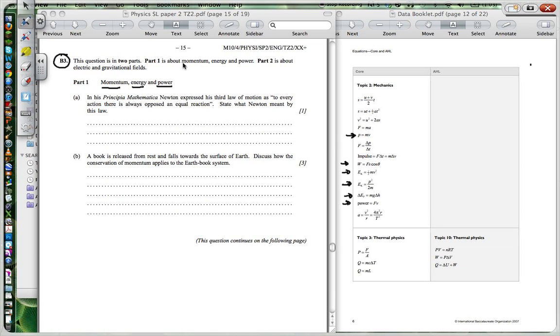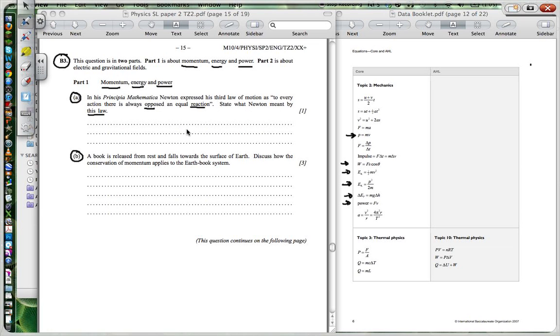Obviously, also you're looking at your conservation of momentum, conservation of energy, your definitions in terms of power. All these things will be necessary. But to help you get on your way with this, often these first questions, these definitions also are useful. So they get you thinking in what's going to be coming up. So in this Principia Mathematica, Newton expresses third law of motion as to every action there's always opposed and equal reaction. State what Newton meant by this law.